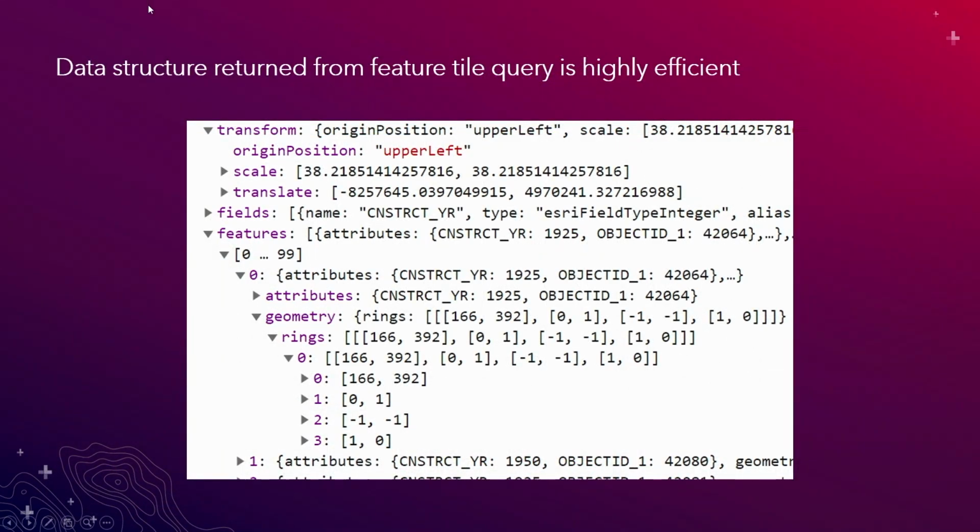It's important to note that the data that we return from the feature tile query is highly efficient. This is a JSON version of that protocol buffer response. If I look down at the geometry here, I see that there are 4 points, 4 vertices for this ring. The first point has the starting point, and then each point thereafter is just an offset. This allows us to remove some of the digits of precision on every one of these points, and then just draw the line continuously.